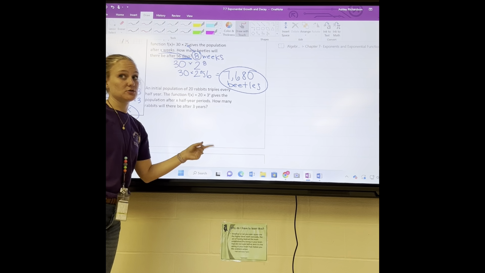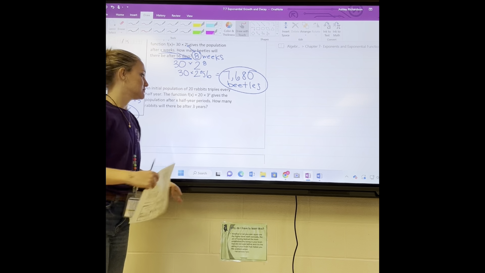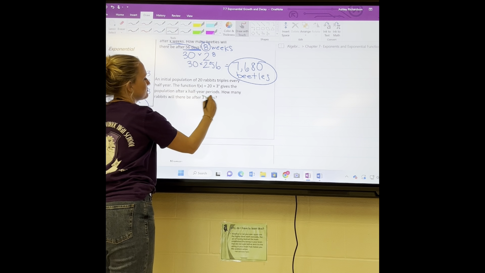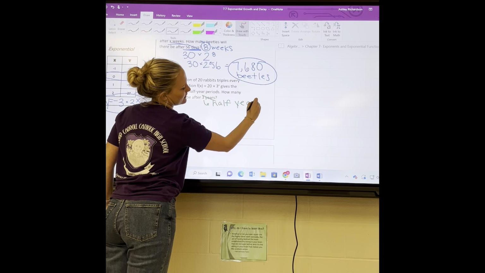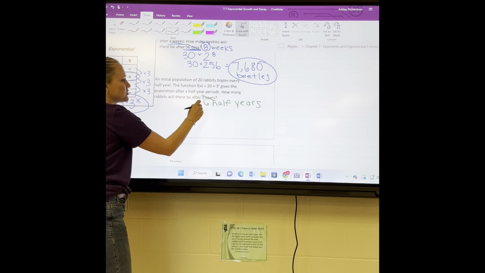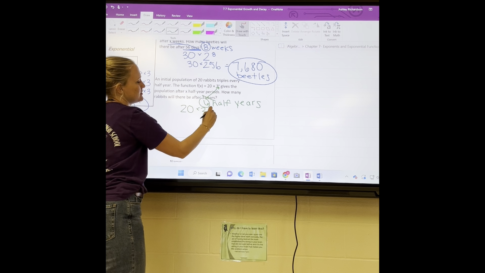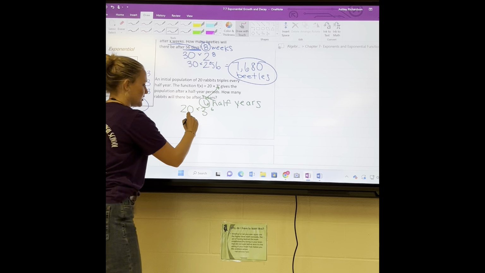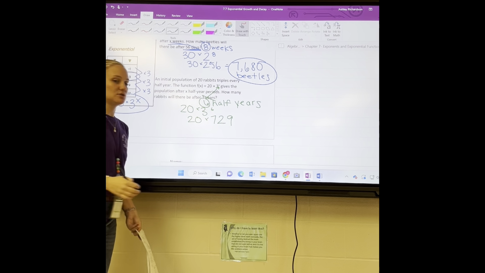3 full years into half years would be 6, because there's 6 half years in 3 years. So instead of 3 years, let's do 6 half years, because that's what my x is in. So then I just plug 6 in for x here. So 20 times 3 to the 6th power. And then 3 to the 6th power is 729. So it's going to be 20 times 729.